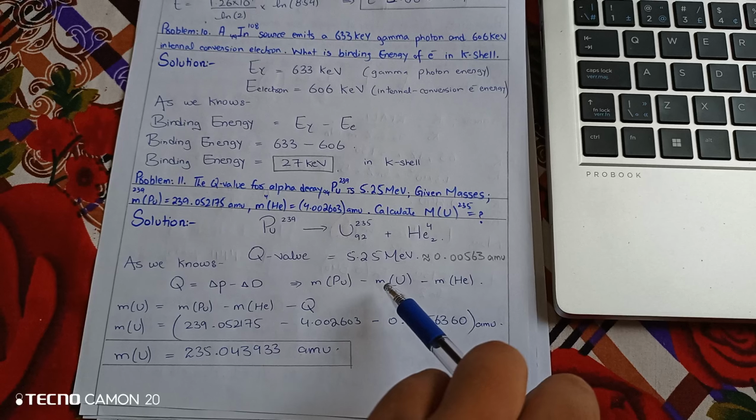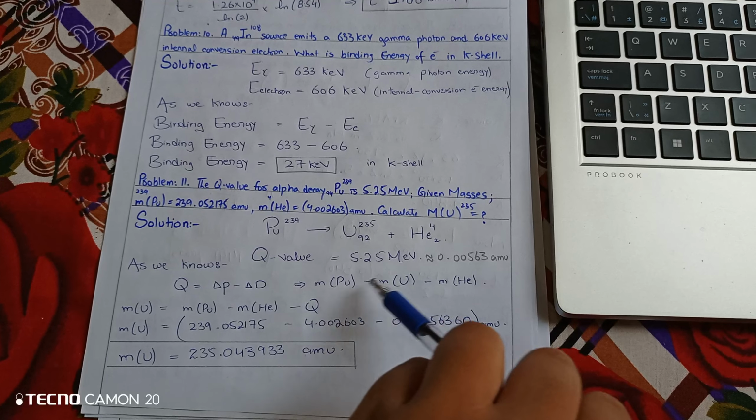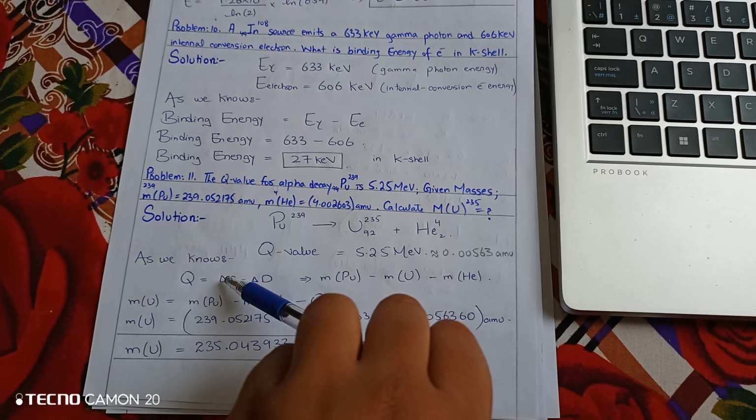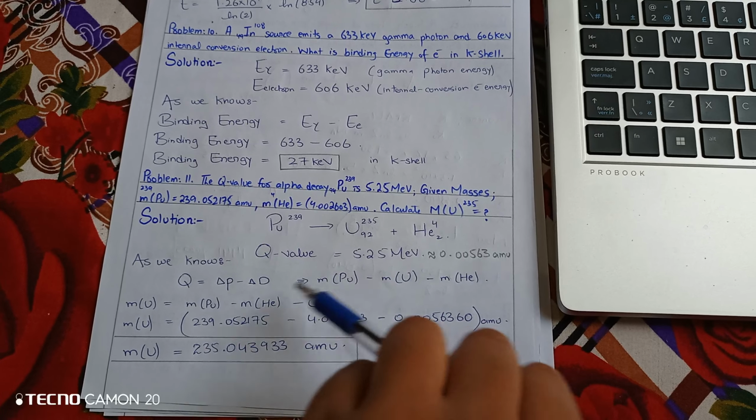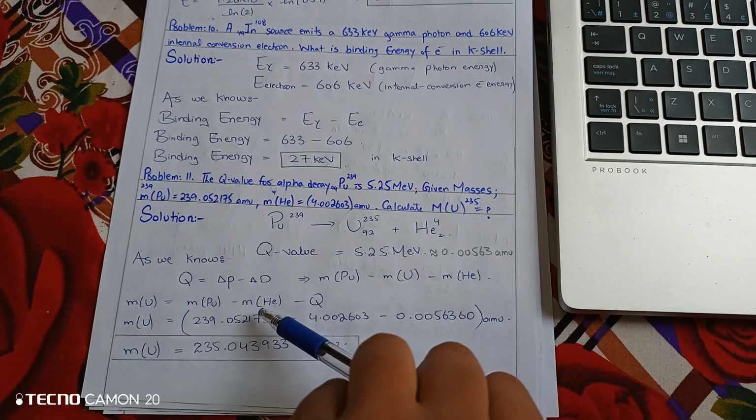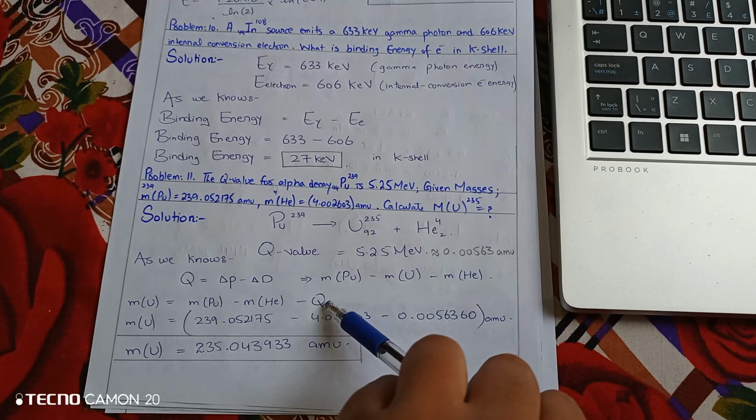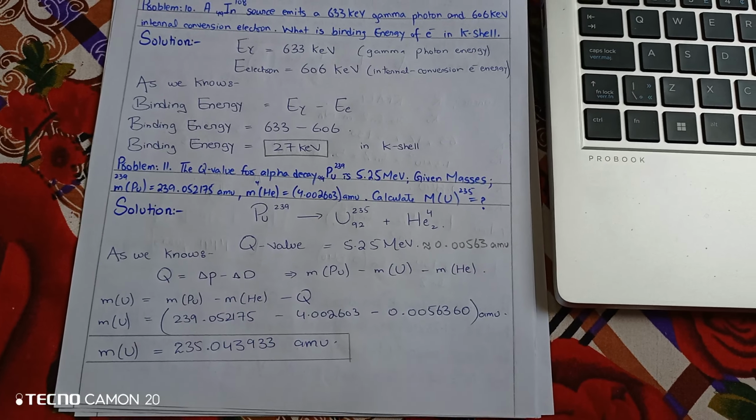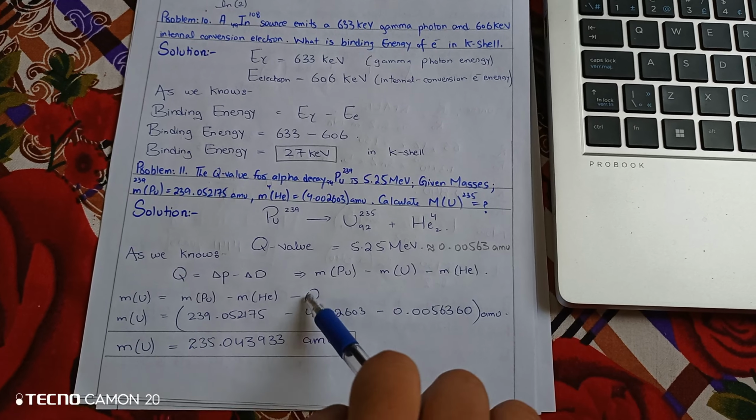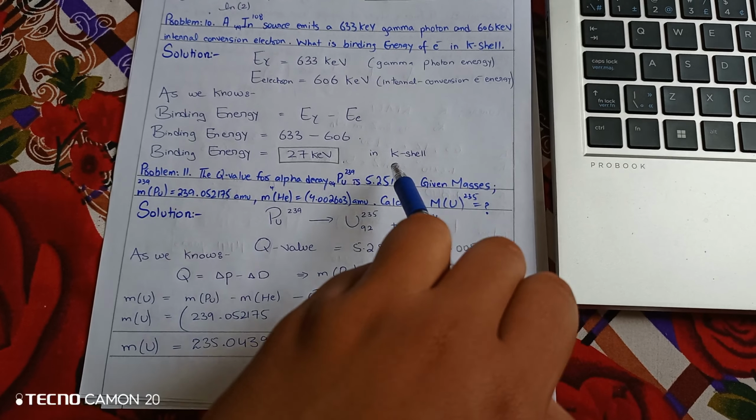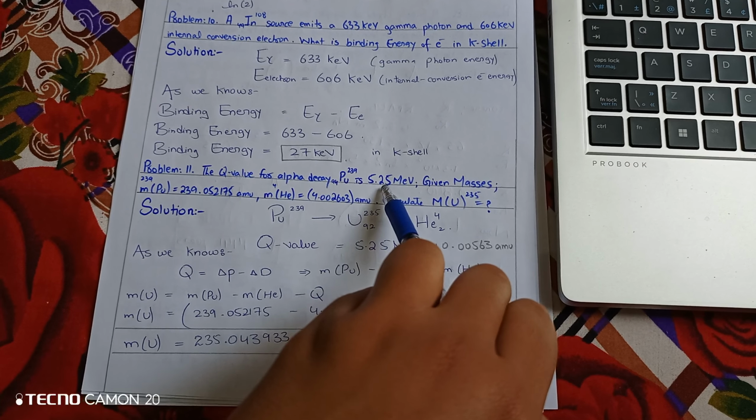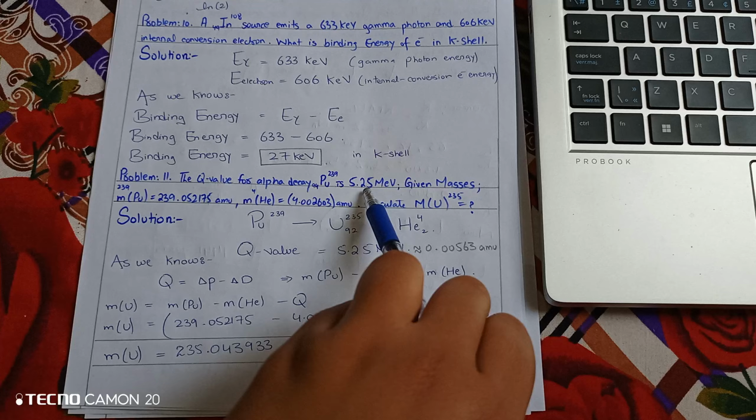So if you want to find the mass of uranium, just move this polonium mass and this helium mass to the other side with Q. So mass of uranium becomes mass of polonium minus mass of helium minus Q. Mass of polonium and mass of helium are given in the question, and the Q value is also given, but the Q value is in mega electron volts. You have to convert the Q value into AMU.